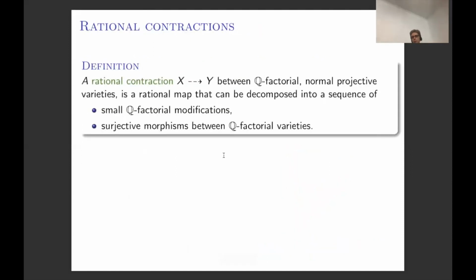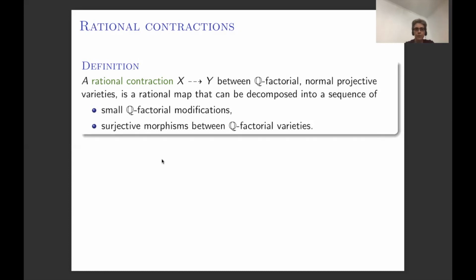Okay, and so to connect to the two-dimensional picture, because in the end, the result I'll talk about is about surfaces, we need what we call a rational contraction. So I will call a rational contraction a rational map between two Q-factorial normal projective varieties, so a map that can be decomposed into a sequence of either small modifications or surjective morphisms. So here, a small modification is a rational map which is an isomorphism on big open sets. So big open set here just means that the complement has codimension at least 2.